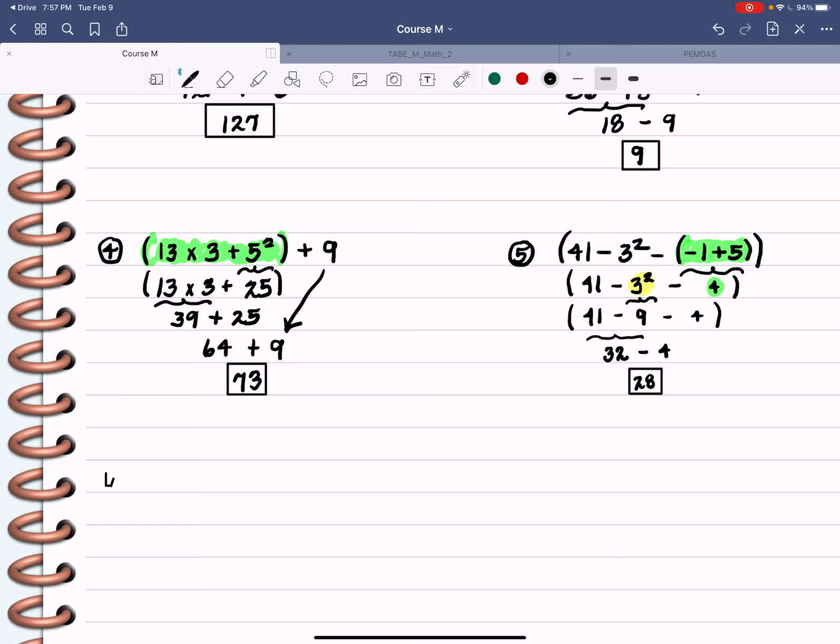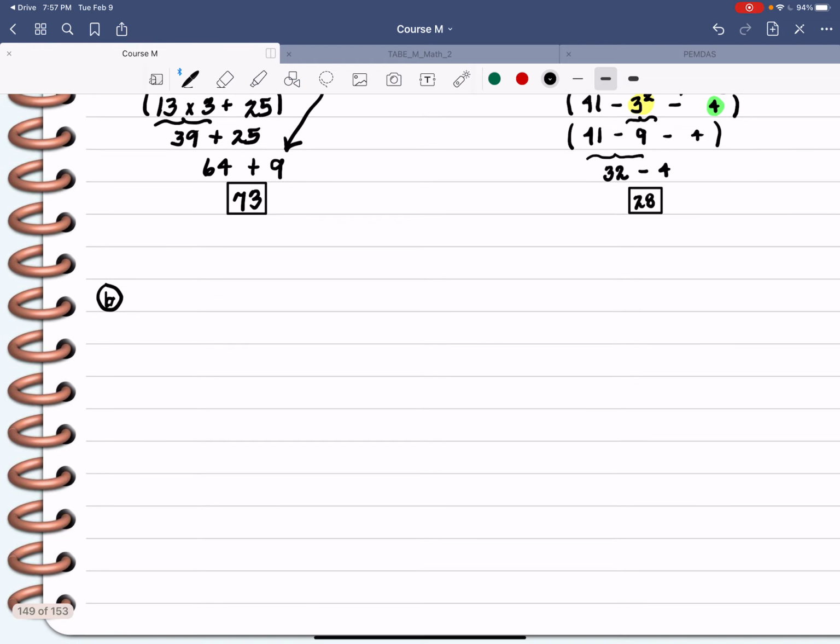Number 6. I have 51 minus 3 in parentheses. Then minus 2 minus 4 squared.